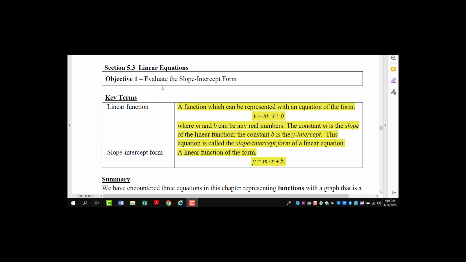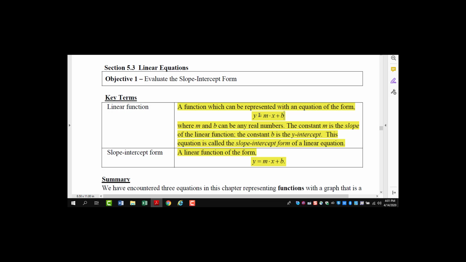So welcome to 5.3. We're going to be dealing again with y equals mx plus b. The previous video was how to go about finding it if you had 2 points. We've already seen this a few times, okay? It's called the slope-intercept form of a linear function.